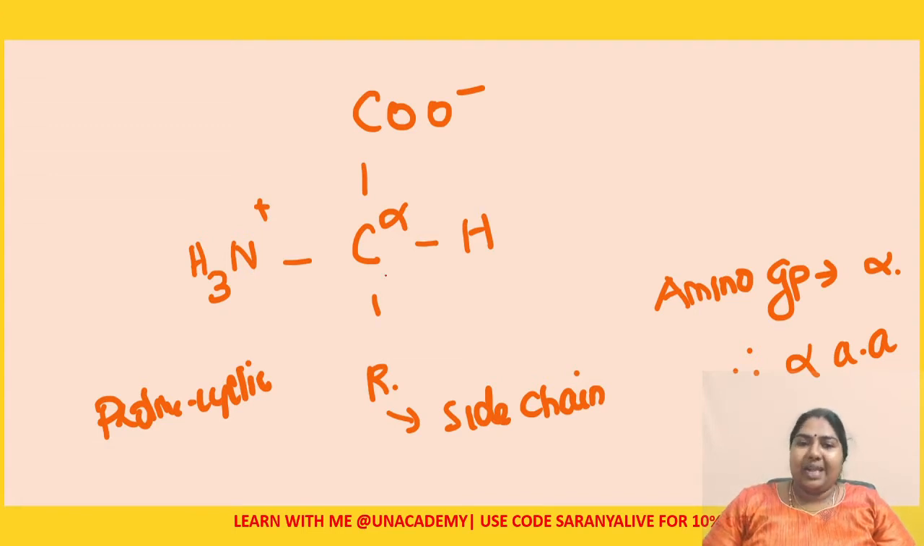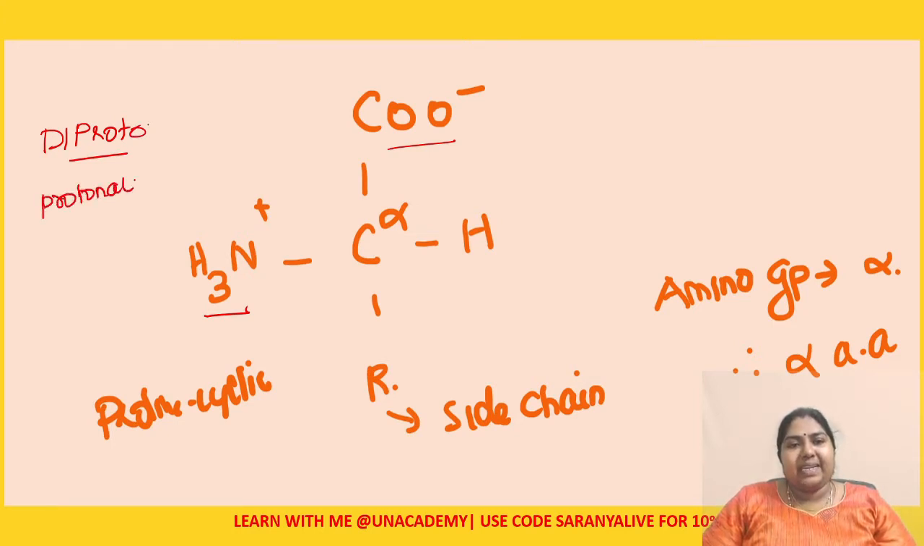The amino acid is going to contain the amino group as well as the carboxylic group. If it is a diprotic amino acid, what do you mean by diprotic? That means that it is protonated or deprotonated at two sites. What are the two sites? One is the carboxylic acid, the other is the amino group.